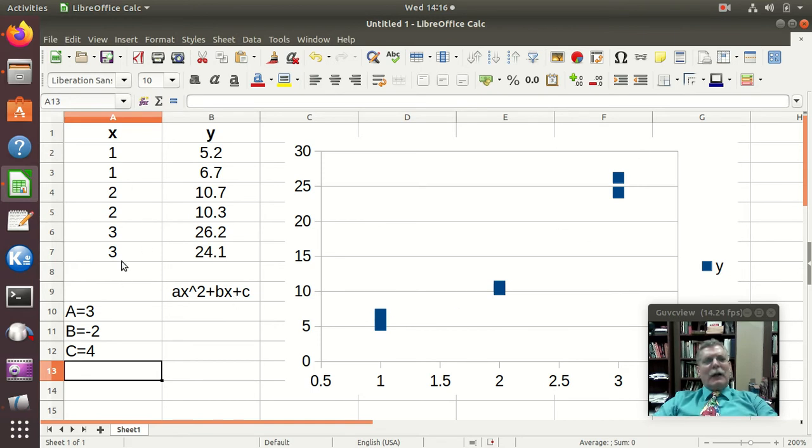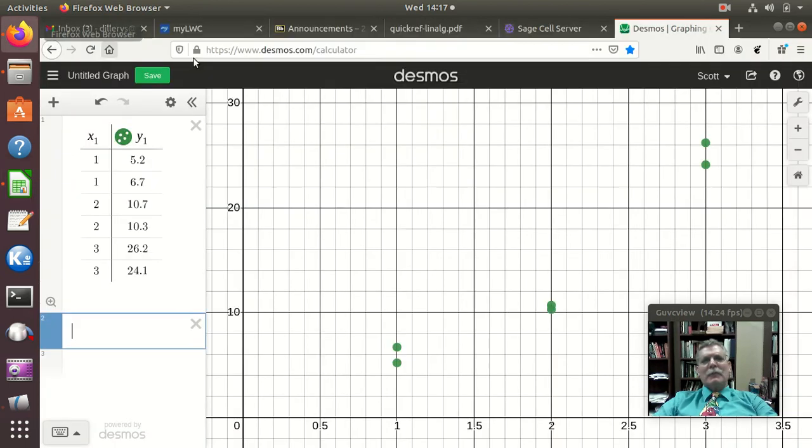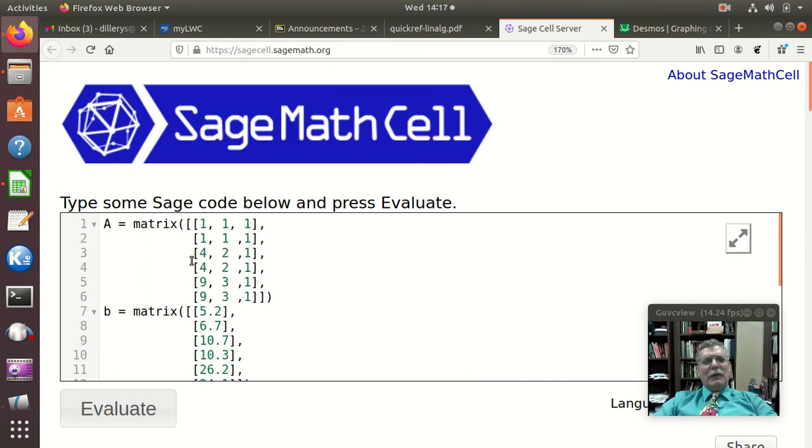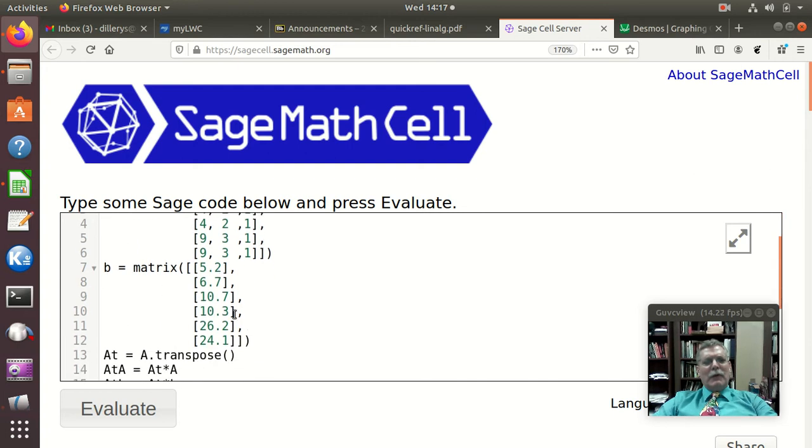Now, to fit that quadratic, I make a matrix that has a column of x squared in it, and then a column of x, and then a column of 1s, and then that's multiplied by my unknown a, b, c, and I get this right hand side. So let's look at Sage Cell and Sage Math. So here is x squared. I had 1s, 2s, and 3s. Here's x, and here's my column of 1s for A, and then here's the right hand side with the data.